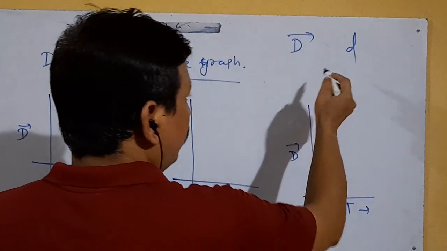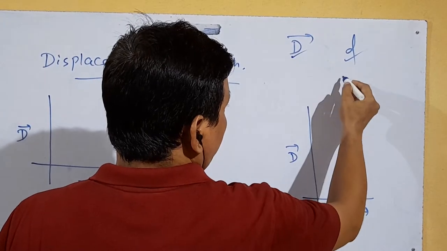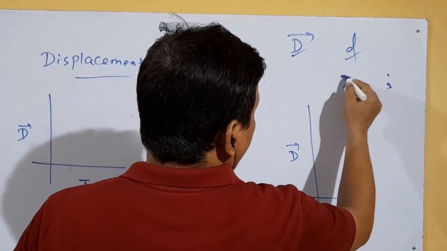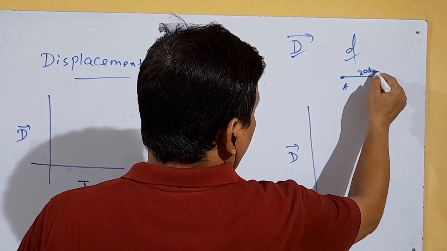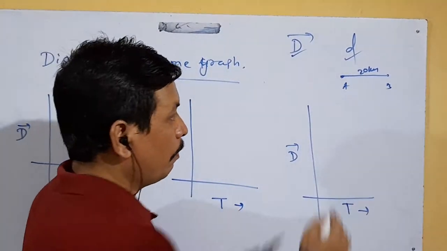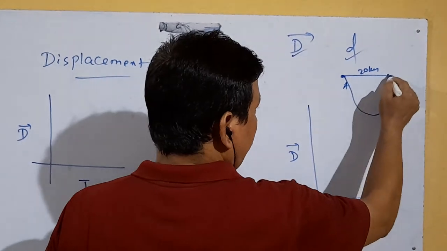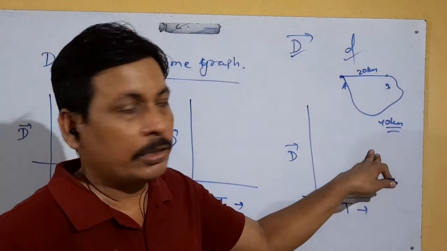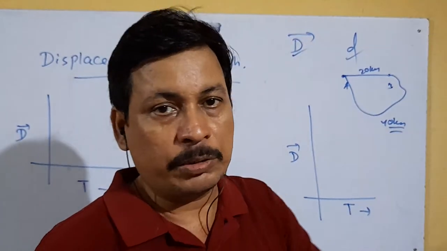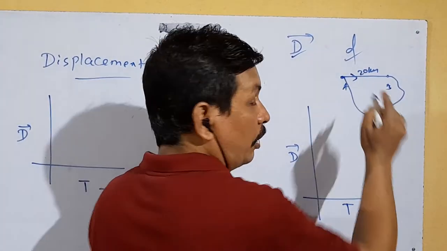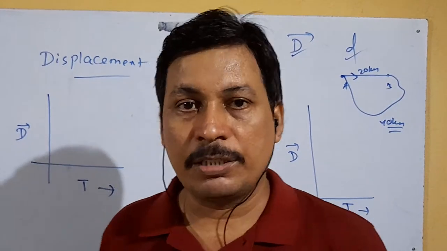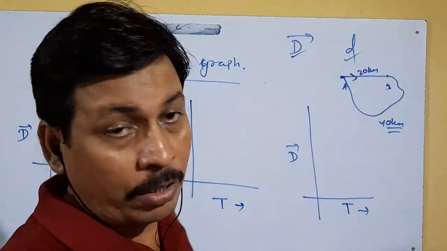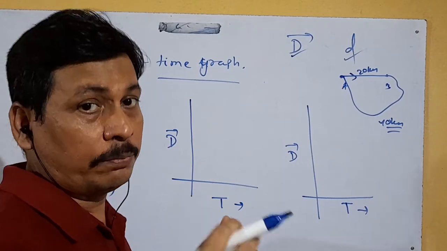So you know the difference between distance and displacement. Suppose this is A and this is B. A to B is 20 km. But A to B through this path may be 40 km. So we can say that 40 km is distance, not displacement, because from A to B the direct shortest path is 20 km, and that is displacement. Now we will relate displacement and time with some pictures and graphs.